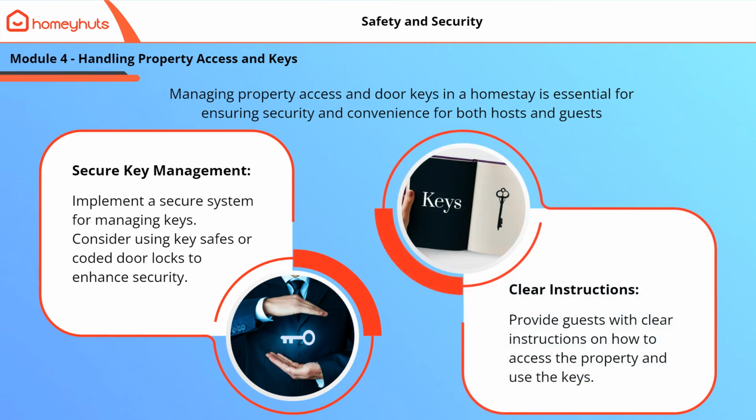Clear instructions. Provide guests with clear instructions on how to access the property and use the keys. This could include information on lock codes, key locations, and any security measures they need to be aware of. Remind guests to keep keys secure and not to share access codes with unauthorized individuals.